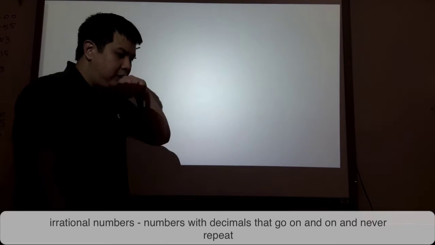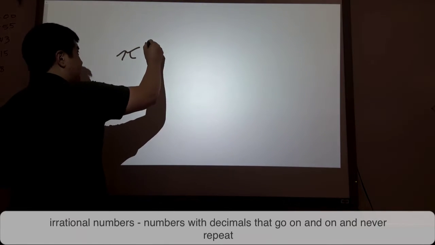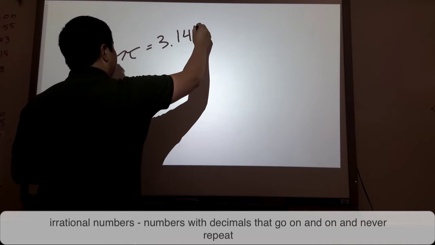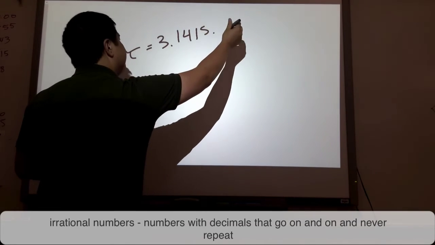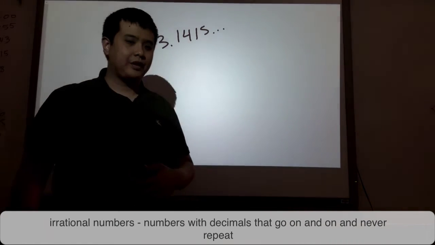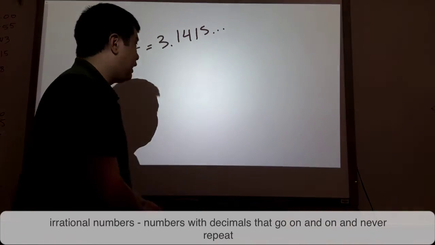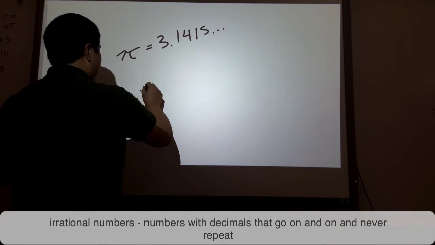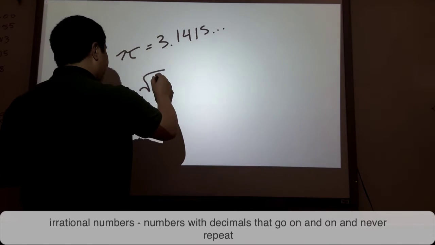For those of you who tried to remember pi a long time ago, you'll remember 3.1415 and so on and so forth. It never repeats. It goes on and on and on and never repeats. Another example of a number that never repeats is the square root of 3.